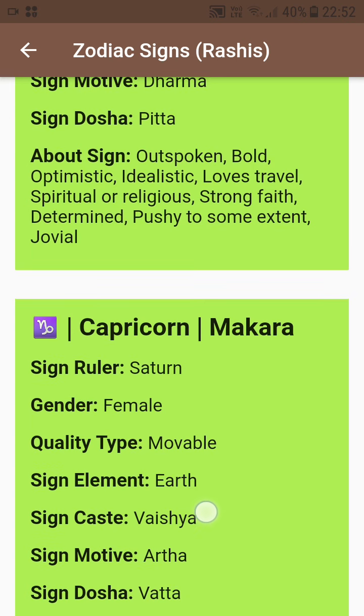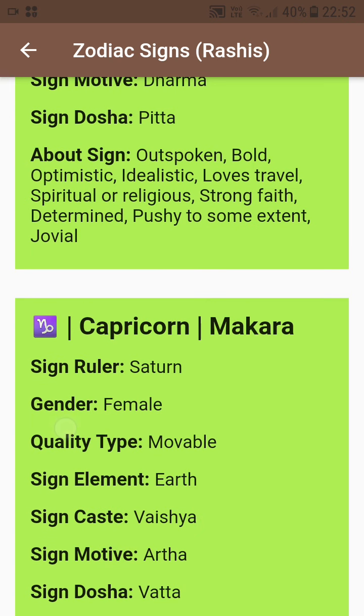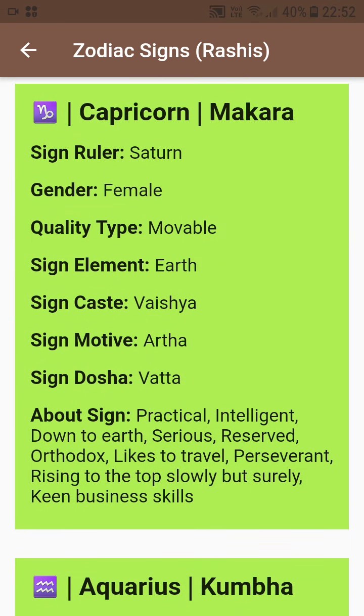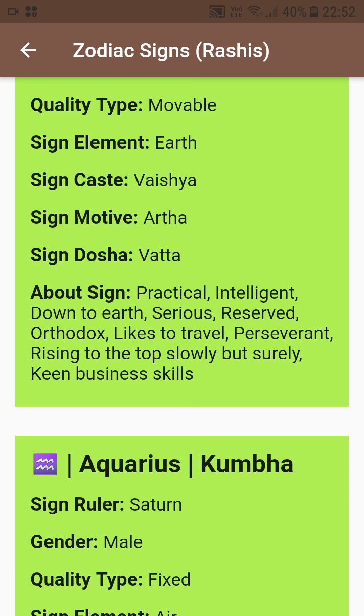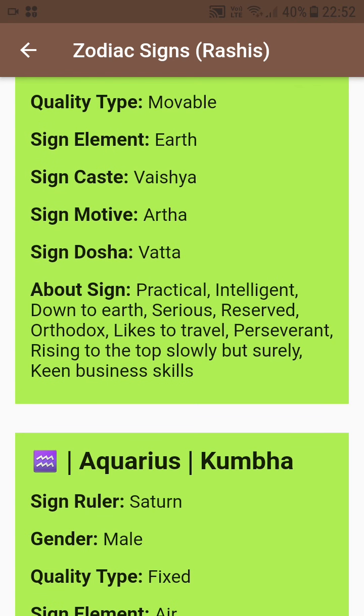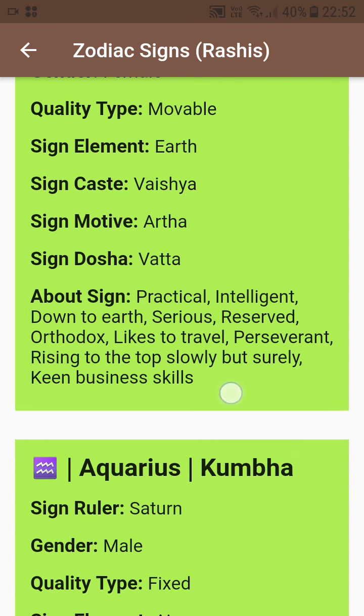Move on to Saturn's Capricorn. It's an earth sign, okay, Makar, gender female, motive movable. Earth is going to be movable here. You look at that, the atmosphere, you can imagine that. Caste is Vaishya, motive is going to be earth, Vatta dosha. Practical, here you have to be practical because earth is movable. Intelligent, down to earth, serious, reserved, orthodox, likes to travel, perseverant, rising to the top slowly but surely, keen business skills.